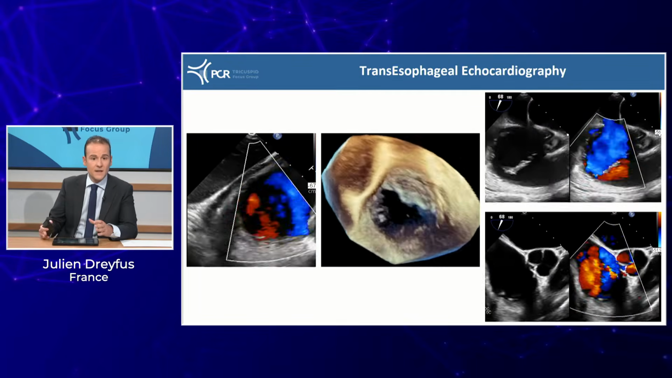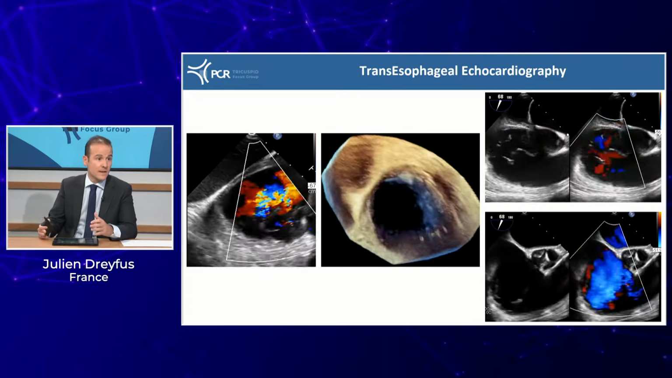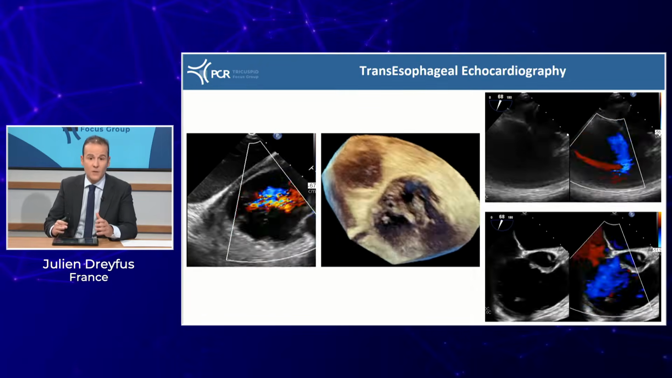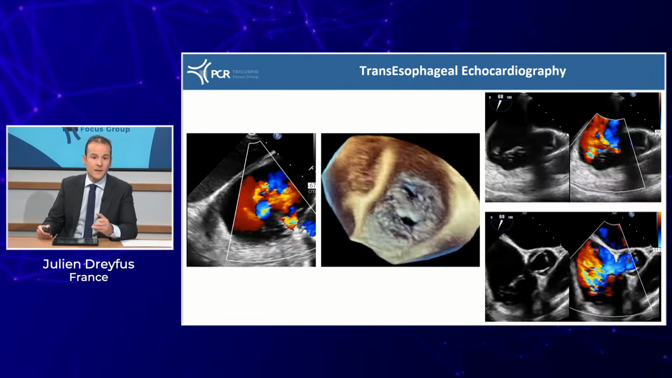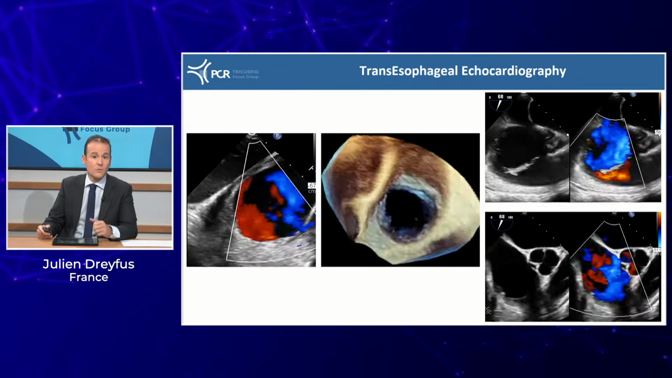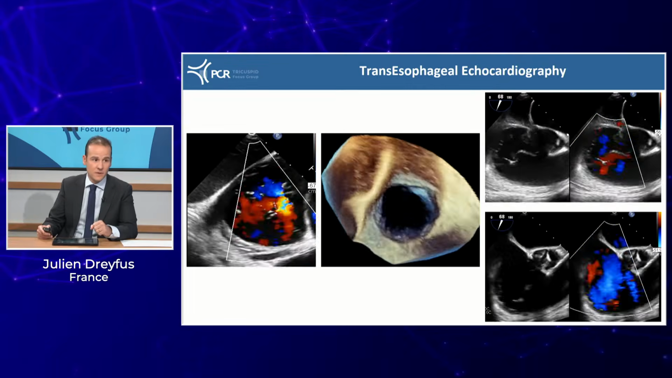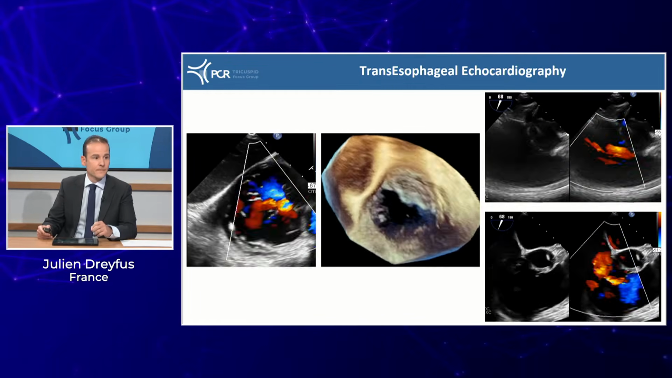I would like to precise that there was no disease at the left side, no significant aortic or mitral valve disease, no left ventricular impairment, and that right heart catheterization was performed without a significant elevation of the pulmonary pressure.